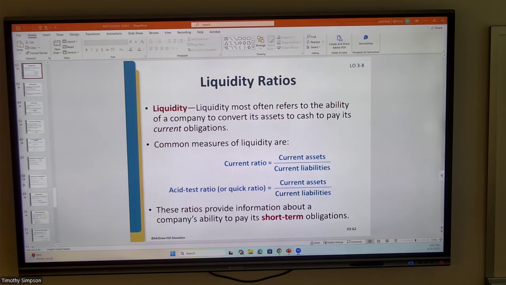In fact, not only is 2-to-1 an outdated concept, but even 1-to-1 is not there. I think I pulled up Apple's statements not too long ago, and I think their current ratio was below 1. I can tell you that, meaning they don't currently have enough current assets to pay the current liabilities. That is current meaning within the operating cycle or a year, whichever is longer.